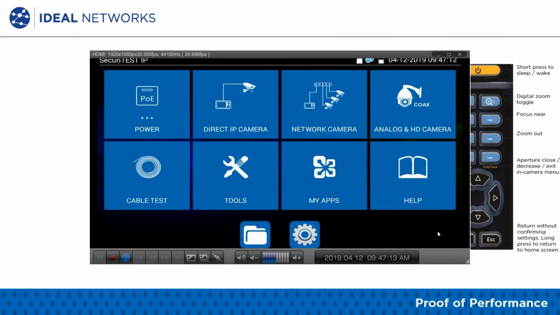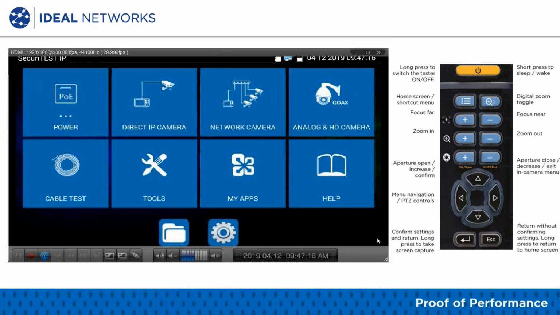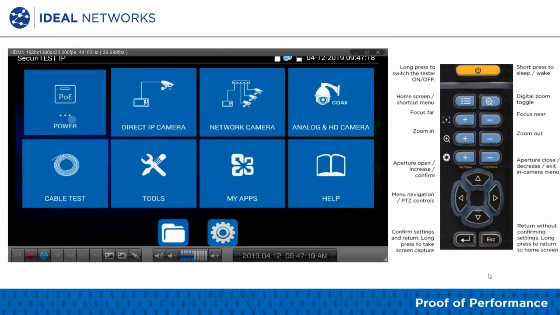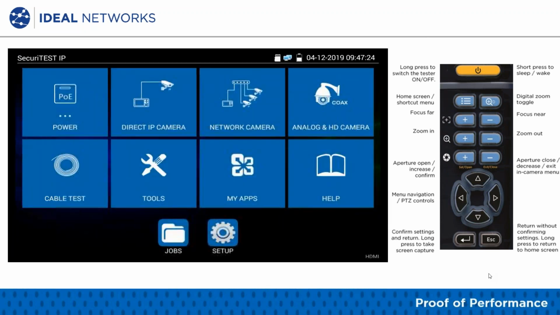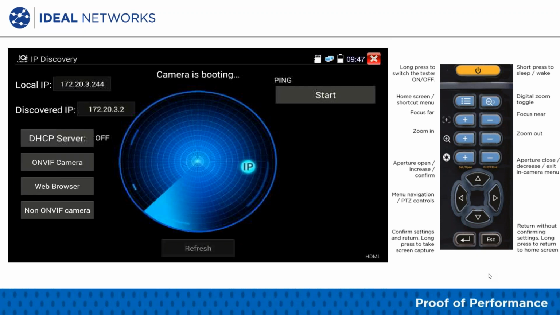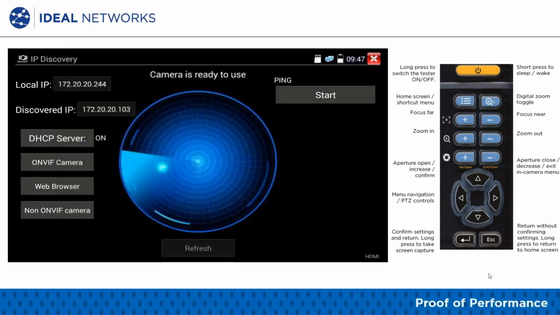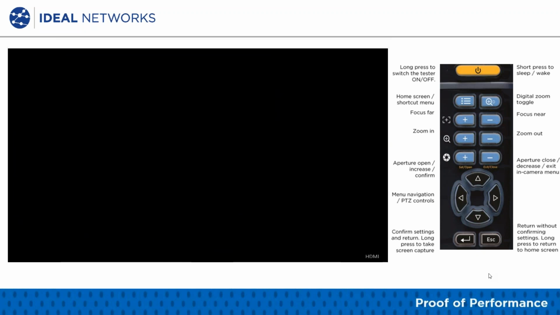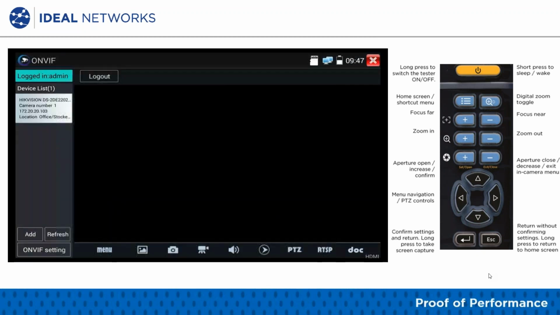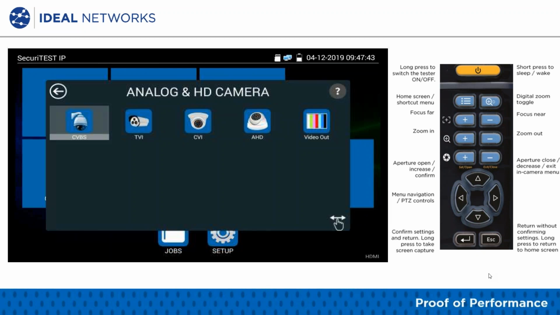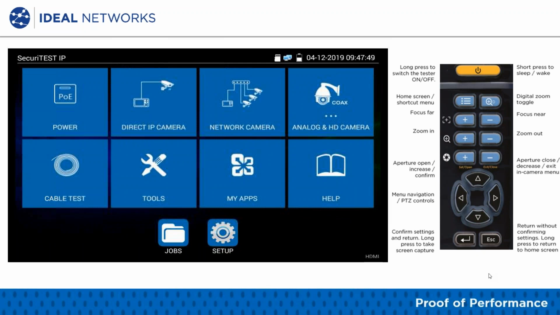I've interfaced actually a screen of the SecuriTEST over here, and you can see how easy it is to use in turning on the PoE, setting up the camera discovery. Here, network camera. And analog and HD camera menu. At the bottom, the 4 apps for tools and management.